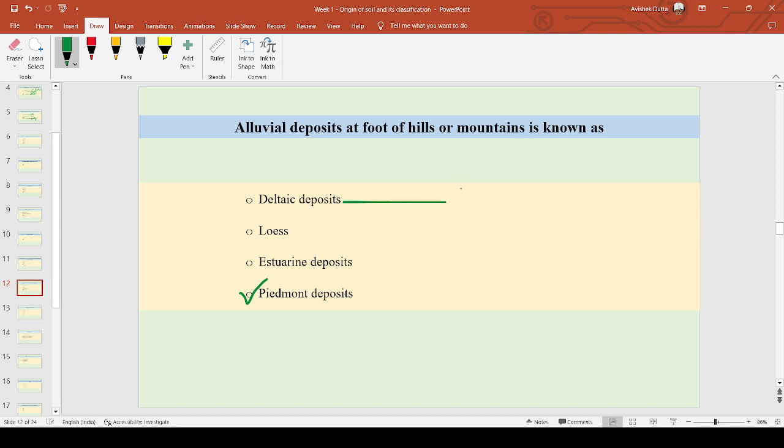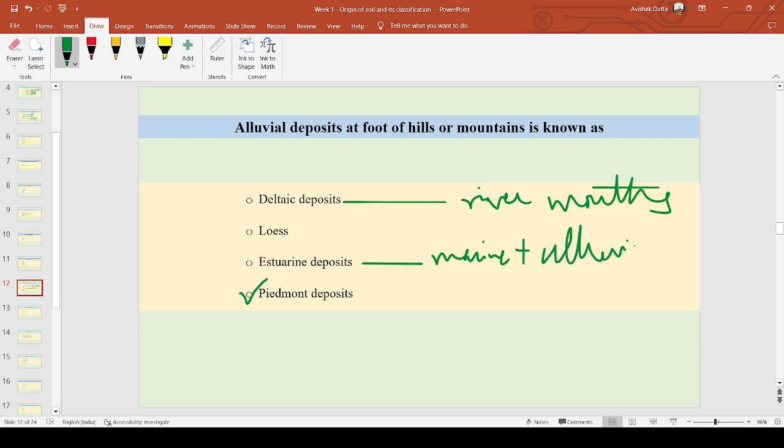Deltaic means deposits at the river mouths. Loess is a kind of soil I've already mentioned, and estuarine deposits, mixed deposit of marine and alluvial. So estuarine is a mixed deposit of marine plus alluvial. Obviously, the name suggests estuarine means at the estuaries, joining of the river and the seas. So that will be the location for the estuarine deposits, and Piedmont deposits found at the foot of hills or mountains. Okay, so this covers the origin of soil.